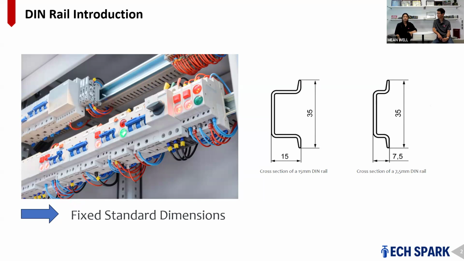As Harland mentioned, DIN rails have fixed standard dimensions, unlike other power supplies like the enclosed type, which means they can be more easily installed and integrated into systems, making it a very popular choice for a lot of applications. Some typical applications that we see are distribution automation, building automation, IT, and industrial control, which we'll cover more later on. So Harland, could you also share with us some of the advantages of the DIN rail?